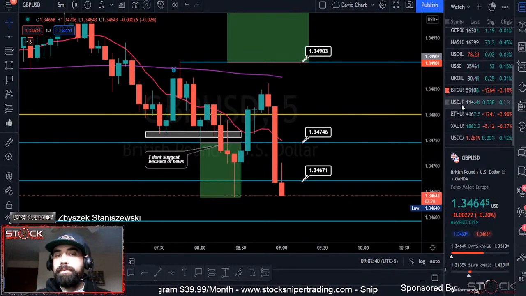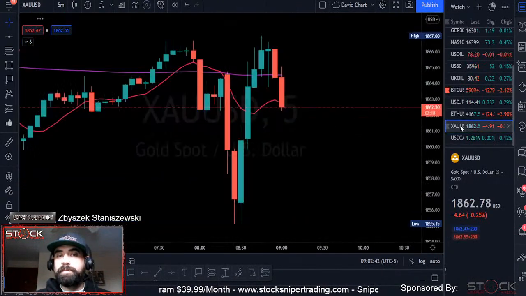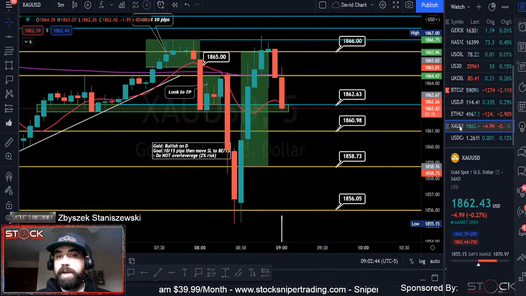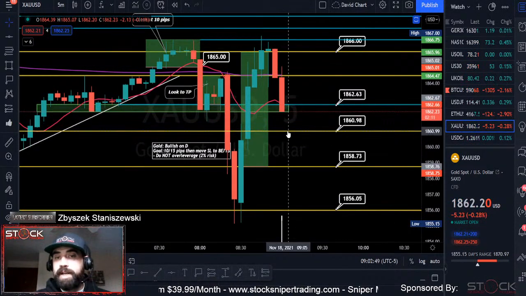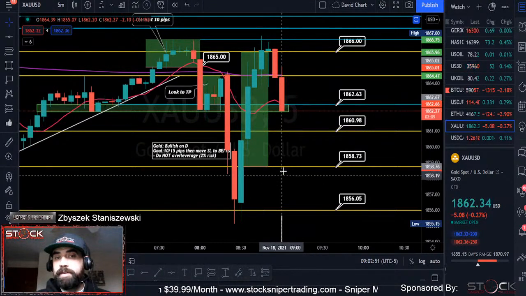Gold. Yeah, it's right in that key area, okay? So guys, if it continues, look for it to break that 1860 mark and it can start to fill. All right.